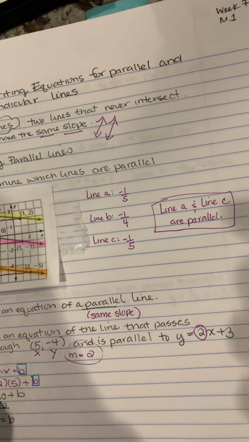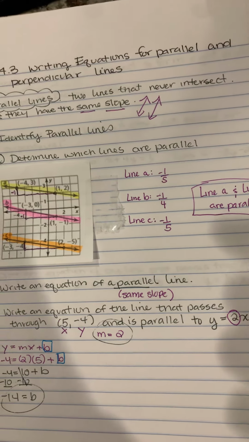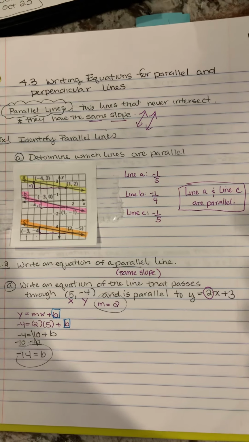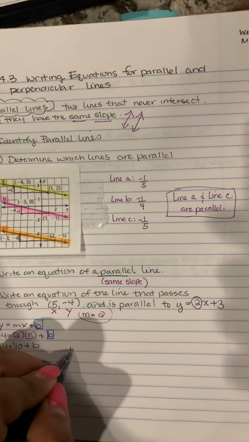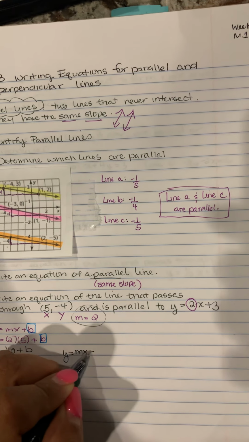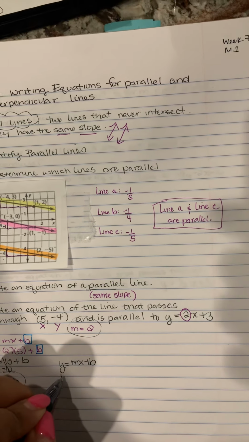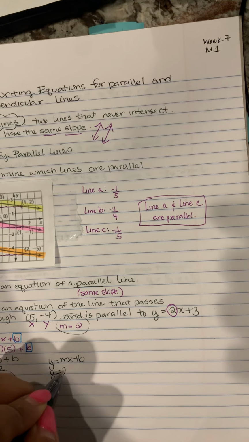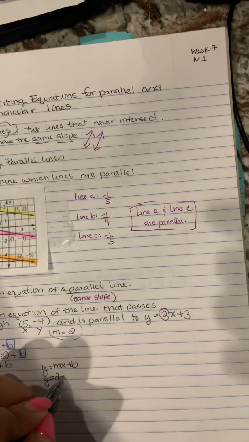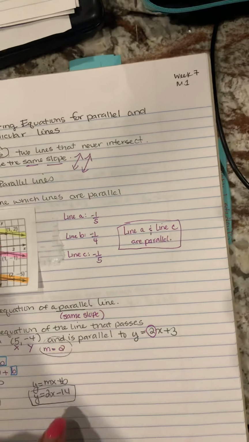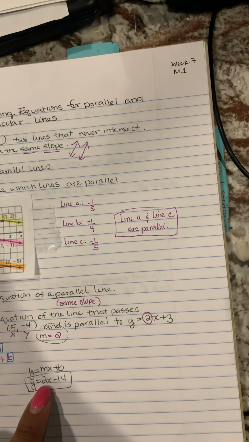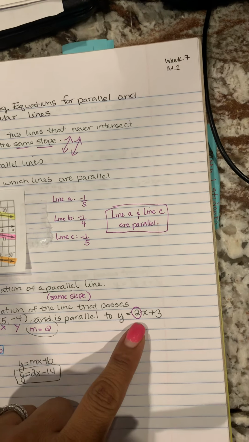So we have our m and our b. That is enough information to put in y equals mx plus b. We have our m, which is 2. Our b is -14. And we know these are parallel lines because they have the same slope. Okay?